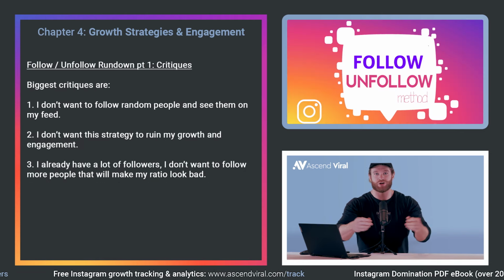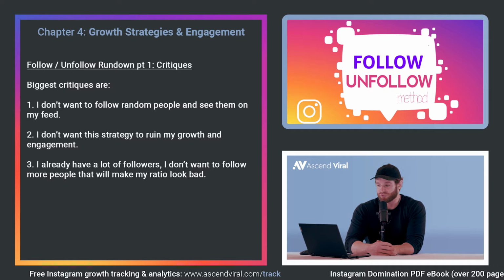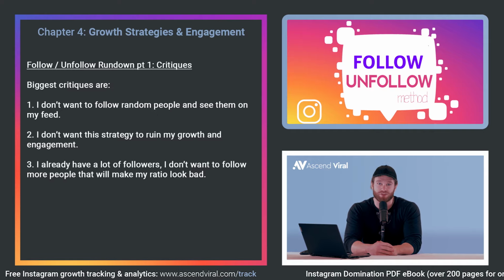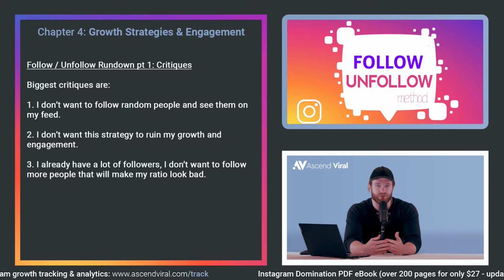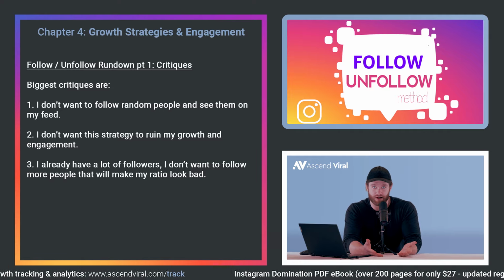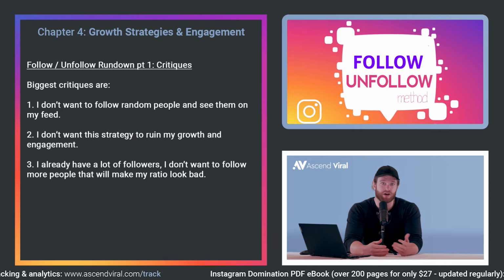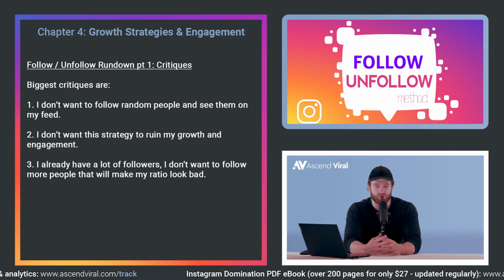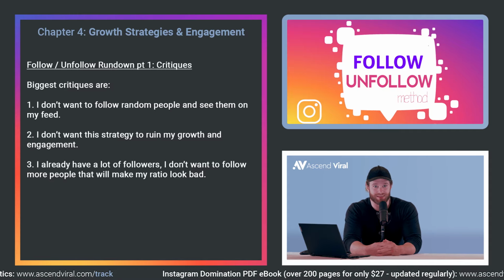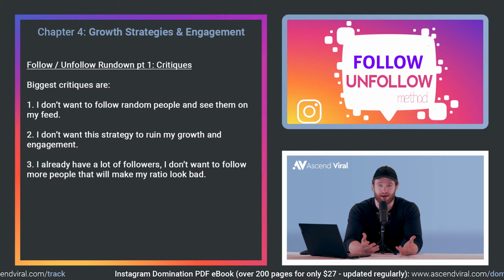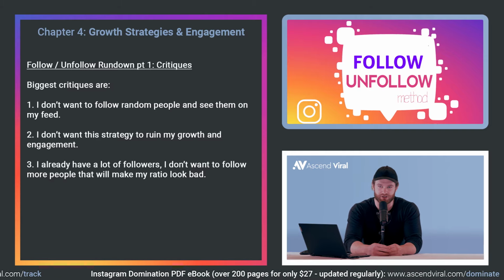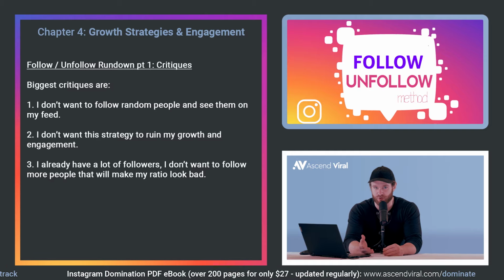So let's talk about the follow-unfollow strategy. Obviously, this is a strategy where you follow people, wait for a follow back, and then you can decide if you want to unfollow them or not, and then repeat the process. Some people think that this is a pretty controversial strategy, and then they never go into any detail on why. They just say it's bad, or it's not a good strategy, or it's outdated, and then they move on.